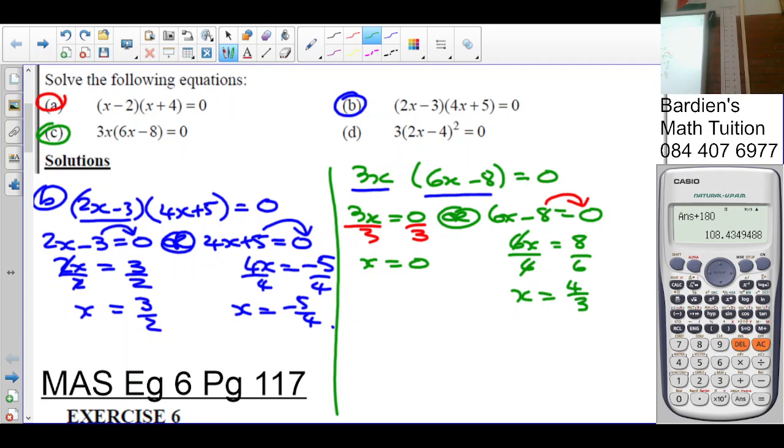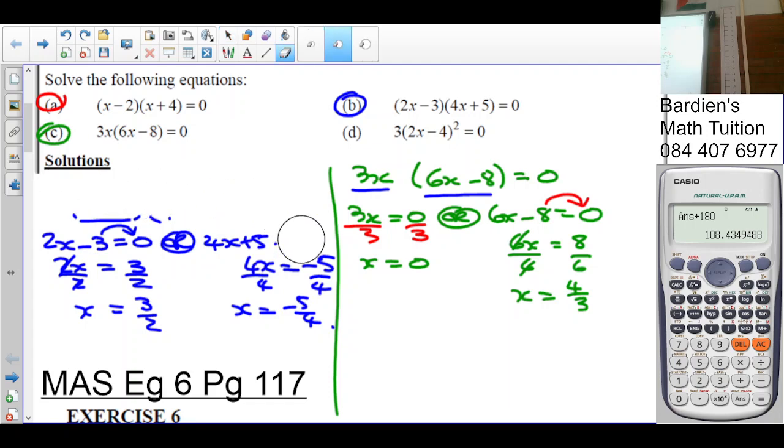You guys understand? If you substitute 0 back, you'll see you get 0 here. Or 4 over 3, you'll also get 0. Okay, you guys understand? Any confusion?